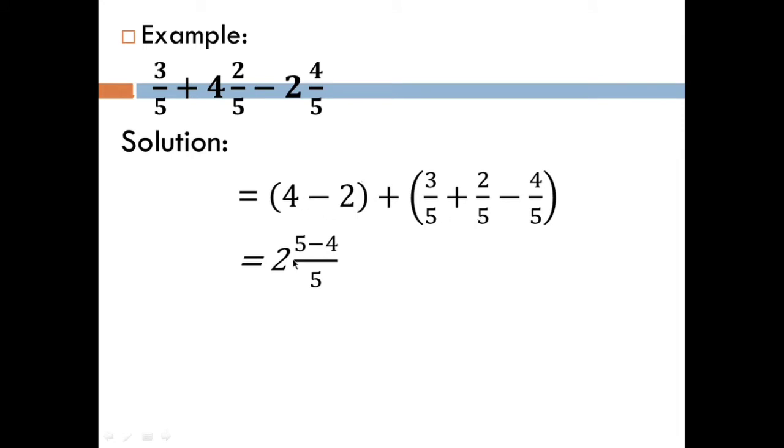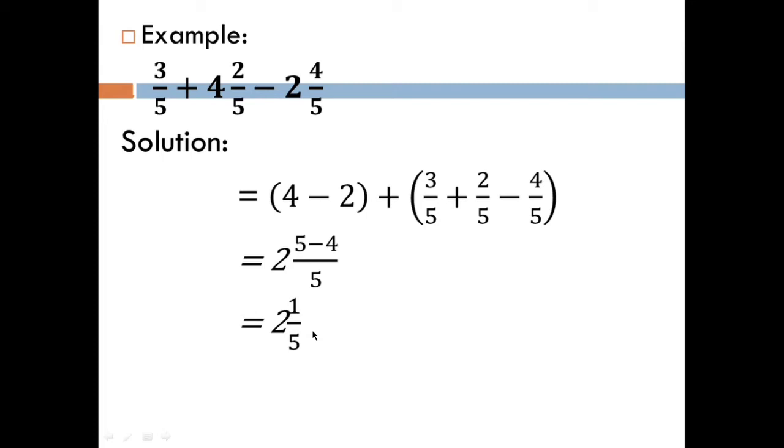4 minus 2, we have 2. And 3 plus 2, we have 5. Copy minus 4 over 5 rather. So, copy 2. 5 minus 4, we have 1 over 5. So, the answer is 2 and 1/5. So, since nasa mixed number, we're going to convert it first into improper fraction. Okay po?